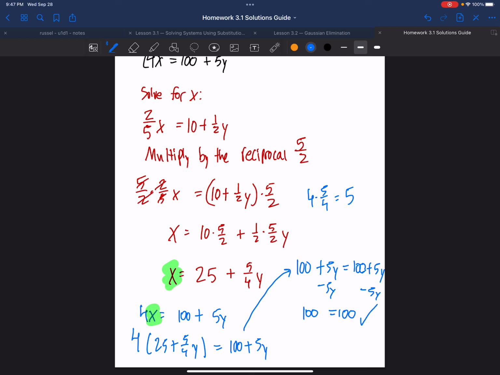And so I didn't really tell you this because I was hoping you'd remember it from Algebra 1, but it's all right. If you didn't, it's fine. Whenever you get something like this where you get a true statement, but you haven't really solved for a variable, that indicates it is infinite solutions.